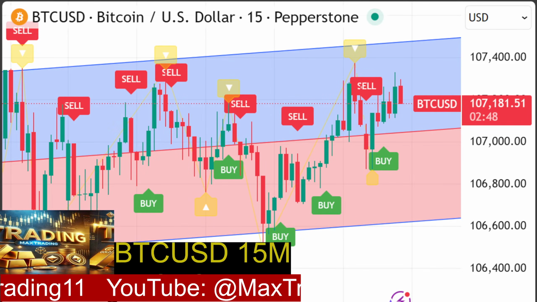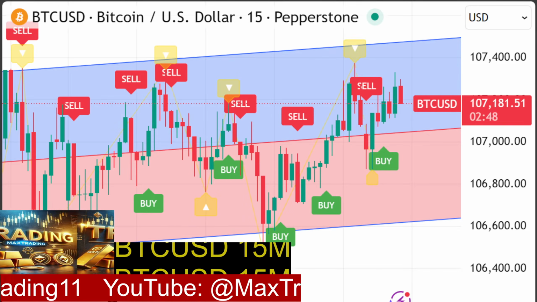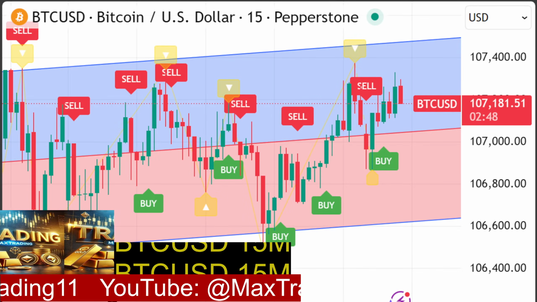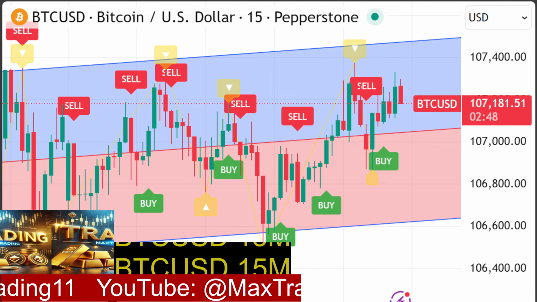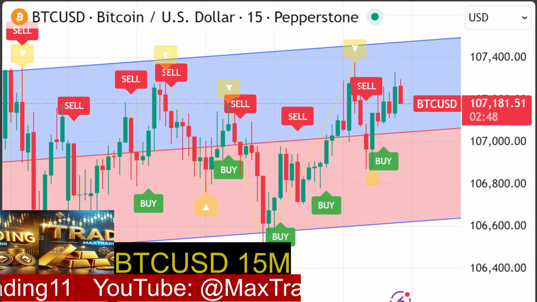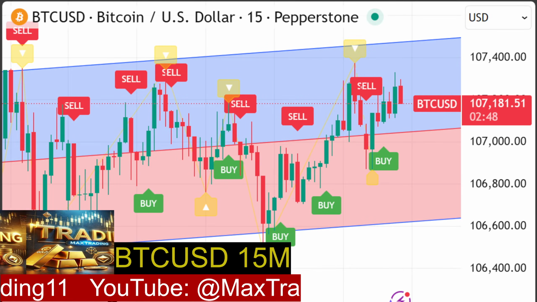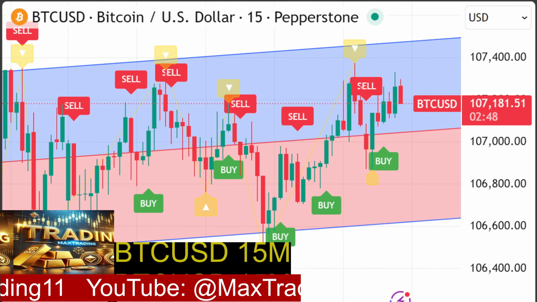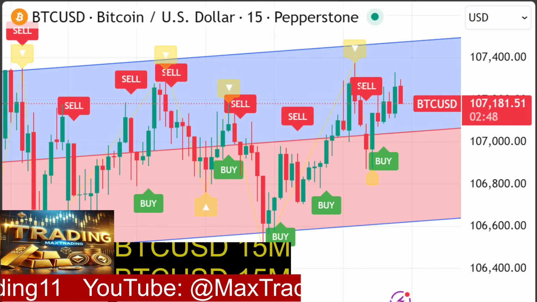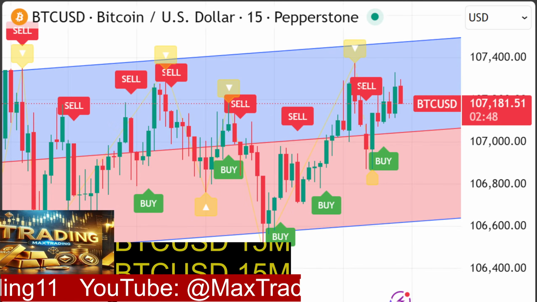We see gold testing the upper band of the downward sloping channel. This is a critical resistance zone. We are now watching closely for a potential sell signal and a zigzag confirmation to form a lower high.